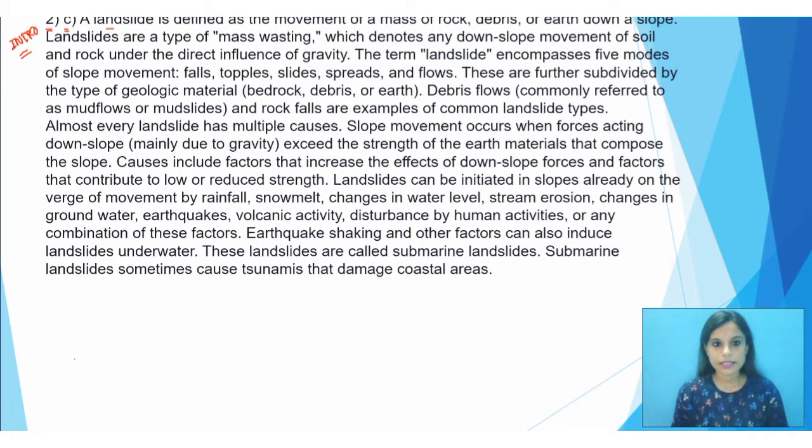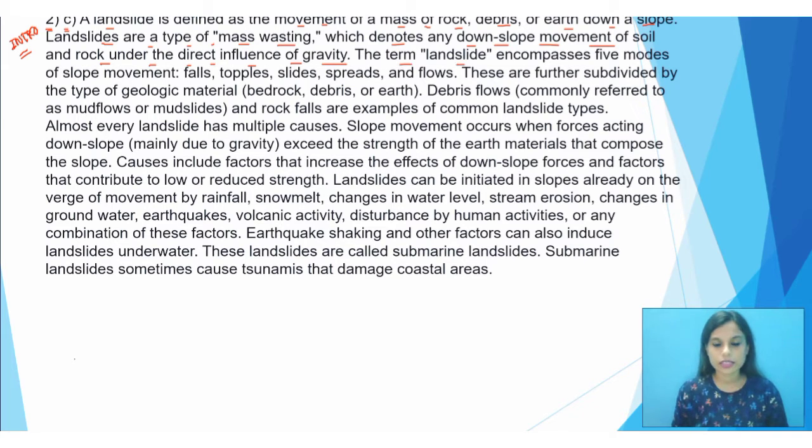A landslide is defined as a movement of a mass of rock or debris or earth down a slope. So it's falling down. Landslides are a type of mass wasting. So mass of rock which gets wasted, which denotes any downslope movement of soil and rock under the direct influence of gravity. So because of gravity and because of loose soil particles, it falls off.